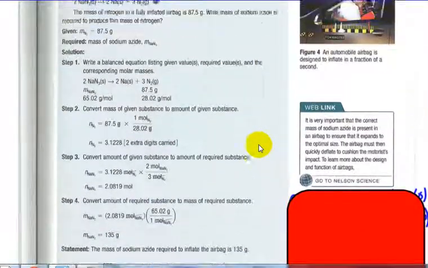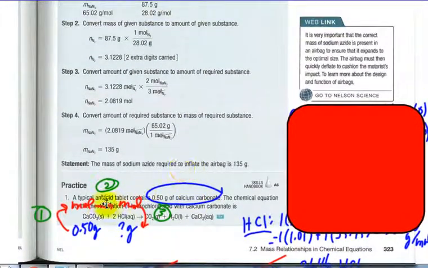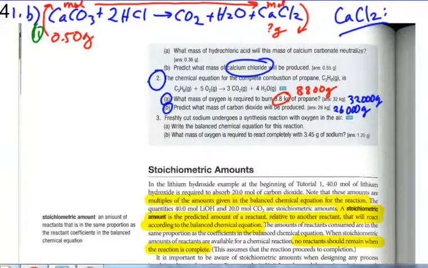Okay, so we have another question here. They go through it, but I'm going to jump to the practice question here. A typical antacid tablet contains 0.50 grams of calcium carbonate. The chemical equation for neutralization of hydrochloric acid with calcium carbonate is given here. And the question is, what mass of hydrochloric acid will you require to neutralize the calcium carbonate? And then predict the mass of calcium chloride produced.